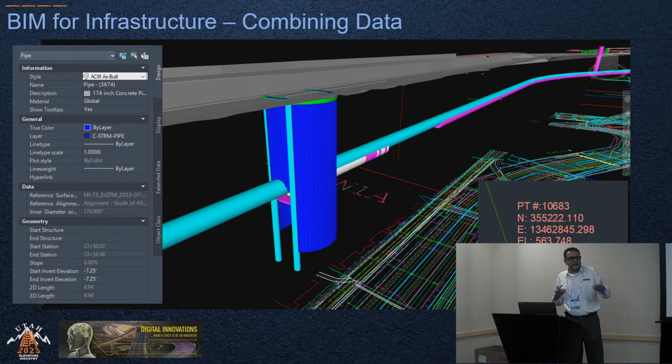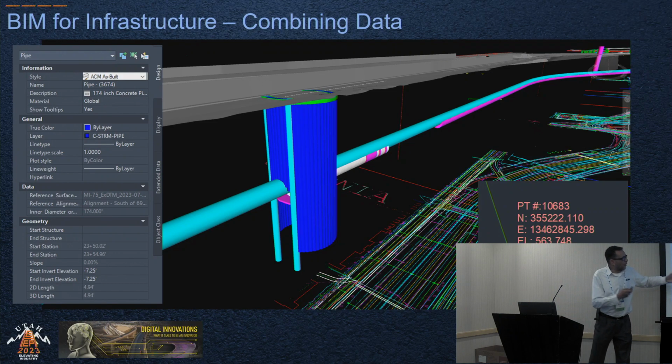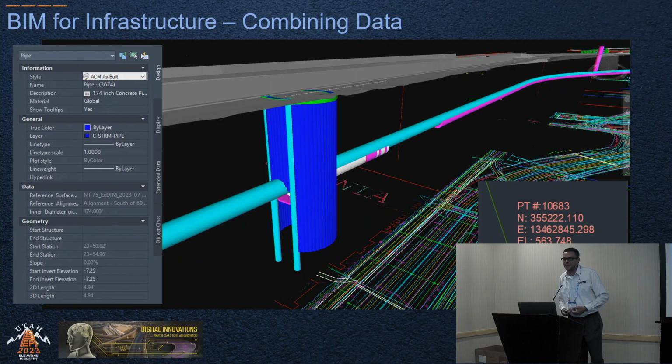But we also did something else. The boring machine was supposed to follow a three-dimensional alignment that was put in to create this tunnel. We had a design model for that. We gave them the information. They input that three-dimensional alignment into their system for tracking and how they were actually operating the machinery. But, as happens with all construction, the boring machine didn't follow that path. So I ended up having to model the actual bore and compare that against the design file.